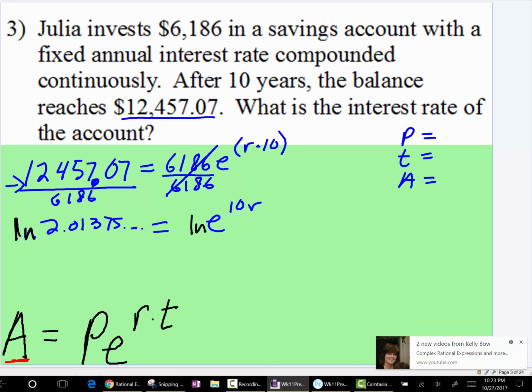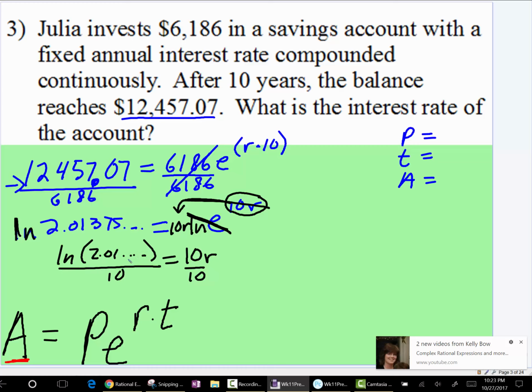And when we take the natural log, remember, we can use properties of logs. The exponent is going to come down in front. The natural log of e cancels to 1. 1 times 10r is just 10r. And then 10 is attached by multiplication, so we're going to take the natural log of 2.01..., that's stored in our calculator, and we're going to divide it by 10.